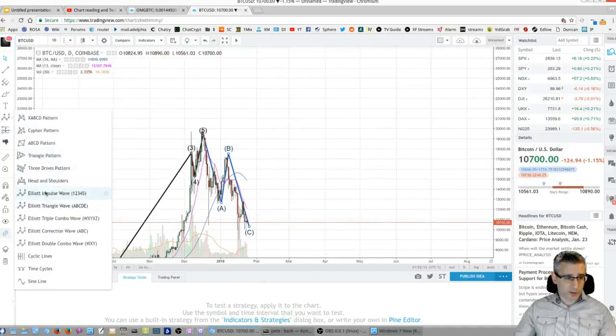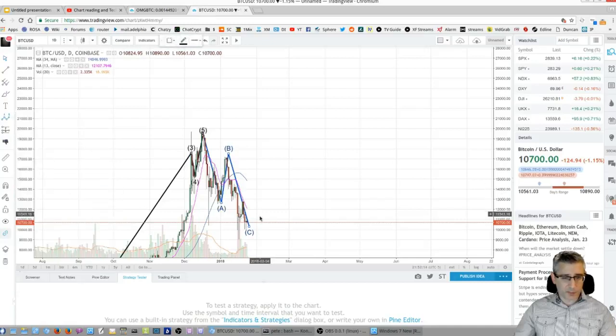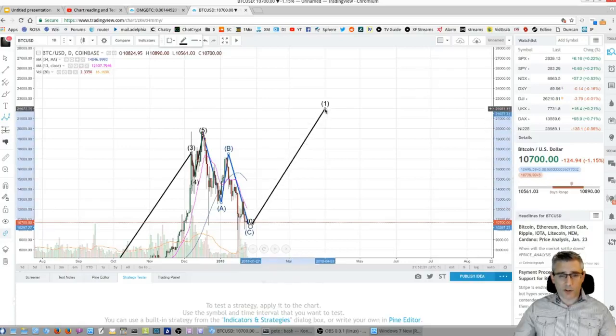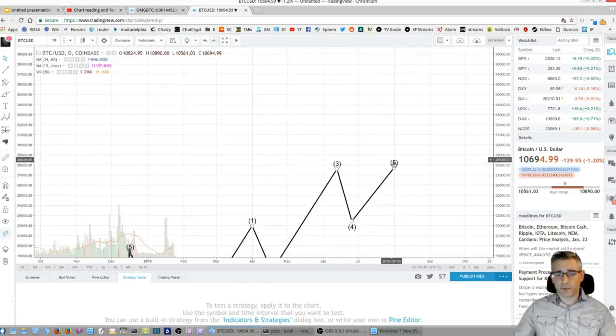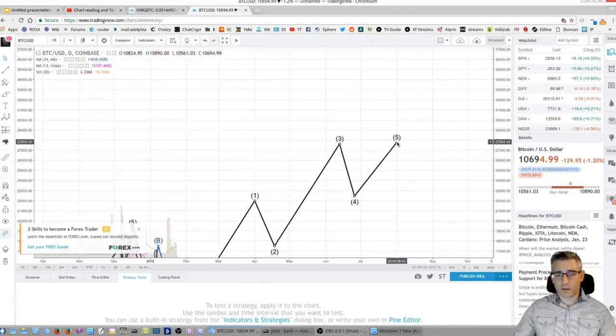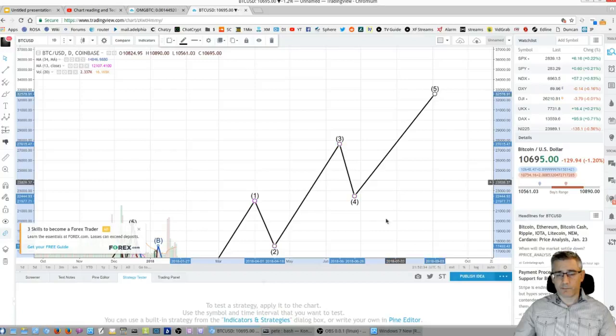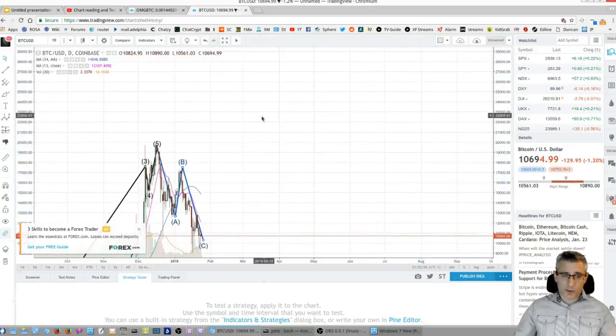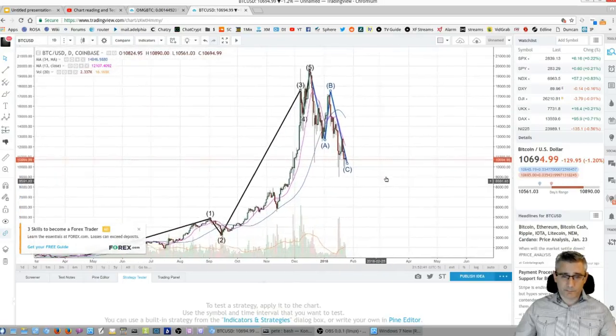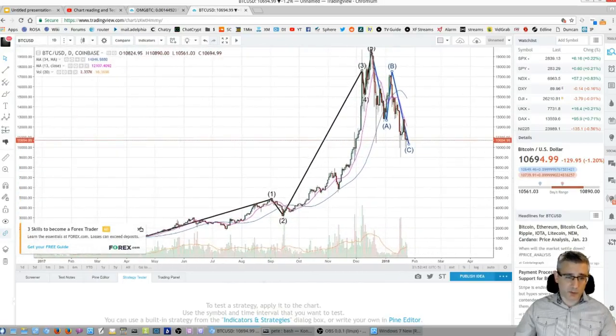So if I go back to the Elliott impulse wave, there's a good chance it may do something like this. Continue on 1, 2, 3. I can't go higher, but 4, 5. So we'll draw this a little higher. That's one scenario, okay?